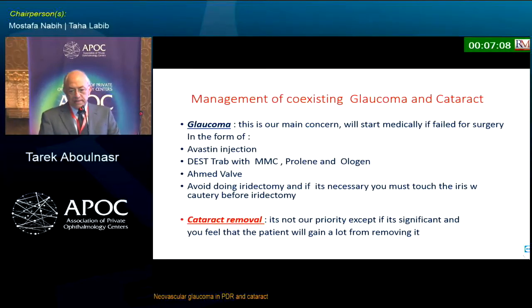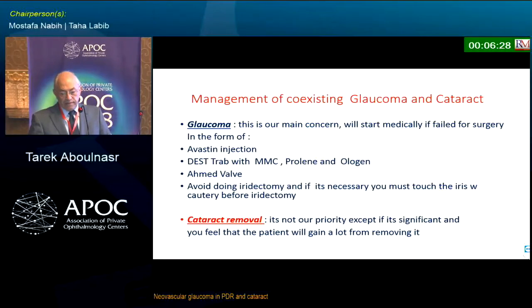How can we manage the coexisting glaucoma and cataract? The glaucoma is our main concern. We'll start medically, and if it's failed, the surgery is the only way of treatment. Surgery in the form of Avastin injection, deep extended scleral trabeculectomy with mitomycin or Prolene or Ologen, or at the last with the Ahmed valve. Of course, we must avoid doing iridectomy, and if it's necessary, you must touch the iris with the cautery before doing iridectomy. And cataract comes later.